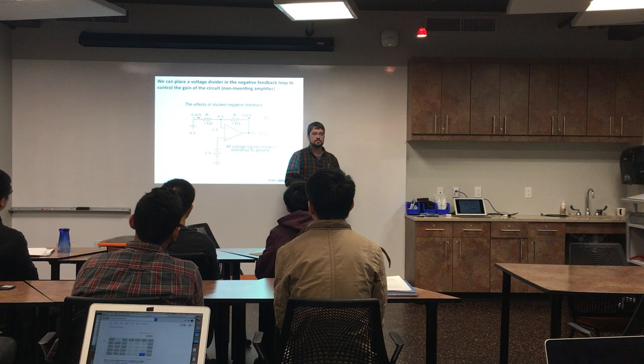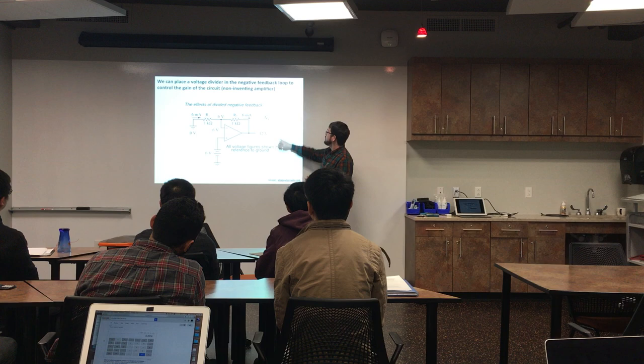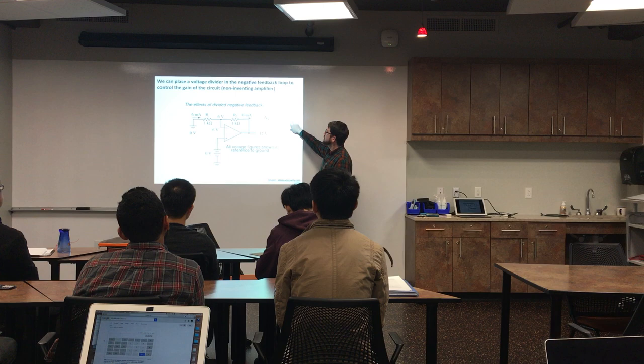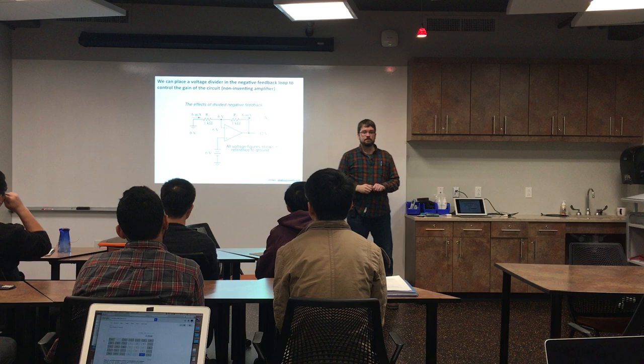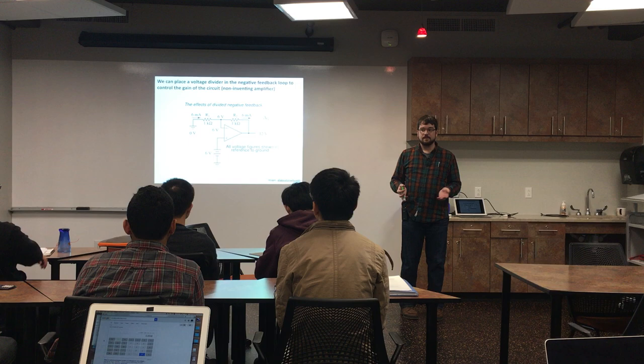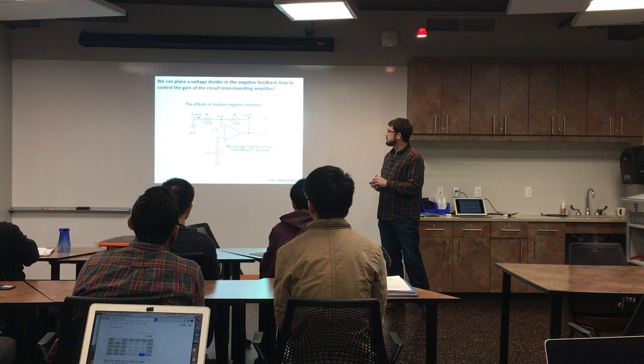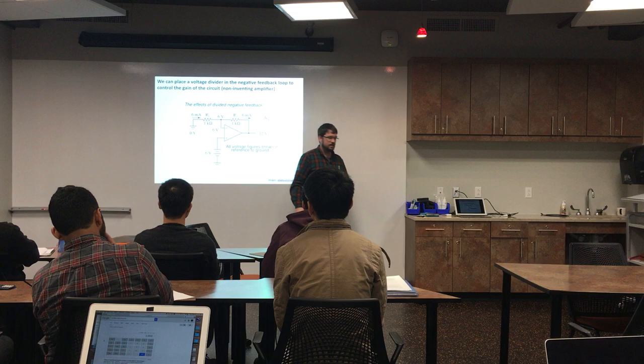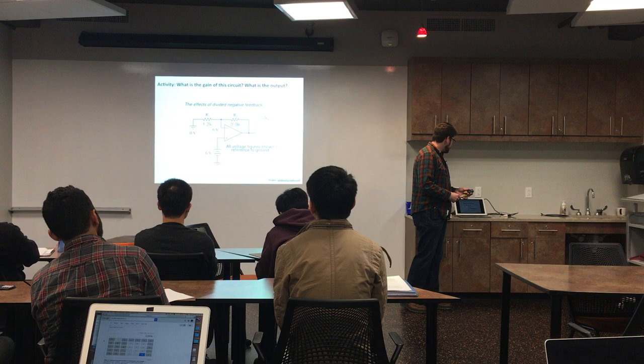So the gain of the whole circuit, not just the divider, is one, that unity buffer, plus the ratio of R2 and R1. This is a simple way you can create a circuit with pretty much any gain that you want using this technique. Notice though, we're still only having one input, which is this voltage source down here. We'll get to differential inputs next time. So what's the gain on this circuit and what would the output be?